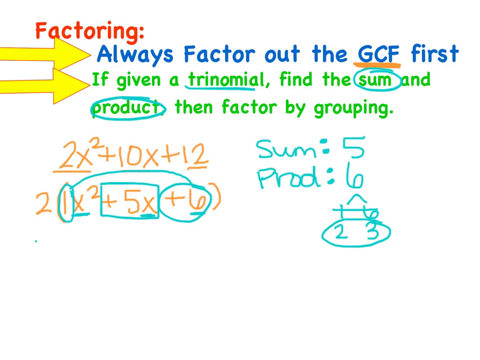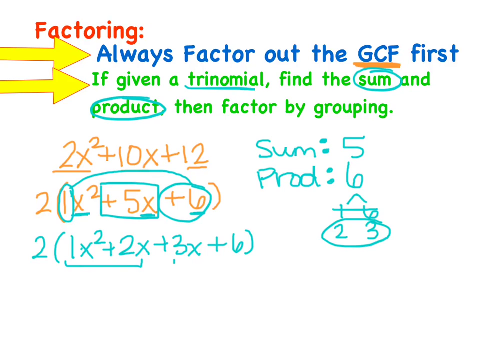Now notice our GCF 2, I'm just going to keep writing it. It's not going to do anything in the problem, but I will keep writing it. Trinomials are great, but what I really want is 4 terms so that I can have 2 groups of 2. So I'm going to rewrite the inside part as 1x squared plus 2x plus 3x plus 6. If you didn't catch it, what I did here is I took my numbers 2 and 3. Because they add to 5, I split up 5x into 2x plus 3x. Now I have 2 groups of 2.